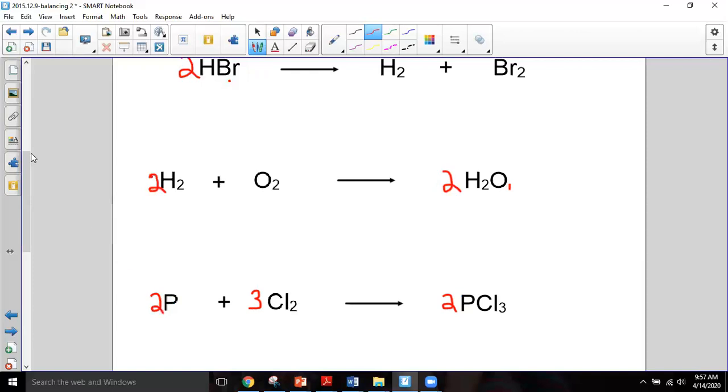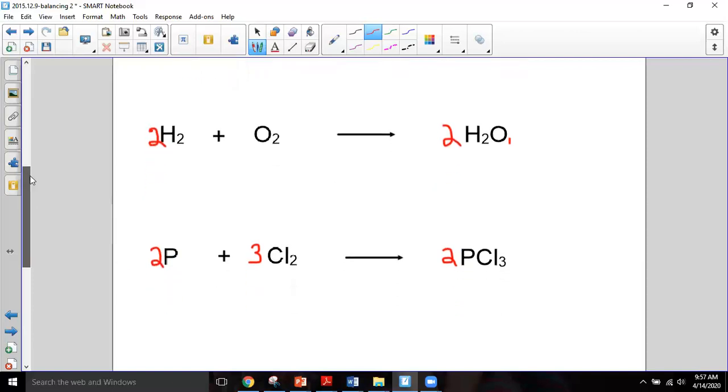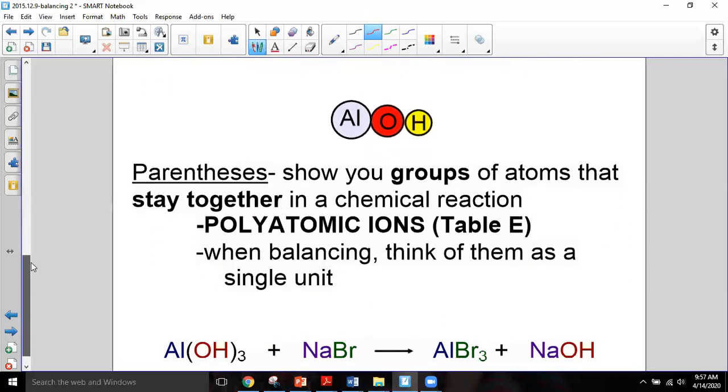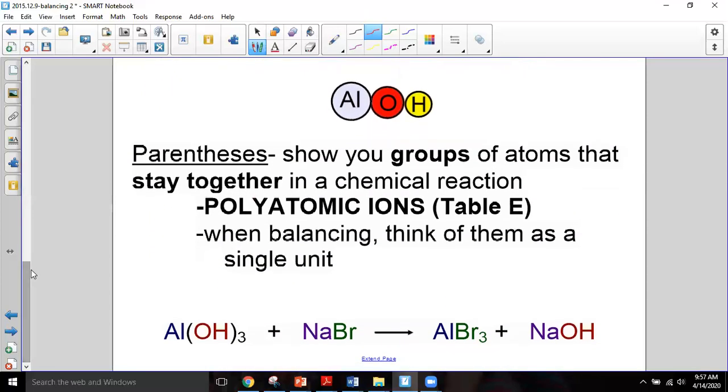All right, last example. What about when you have polyatomic ions? So when you see parentheses in a formula, like down here, what does that mean? If you remember from a previous lesson, parentheses represent groups of atoms that stay together in a chemical reaction. They're basically the polyatomic ions from table E.